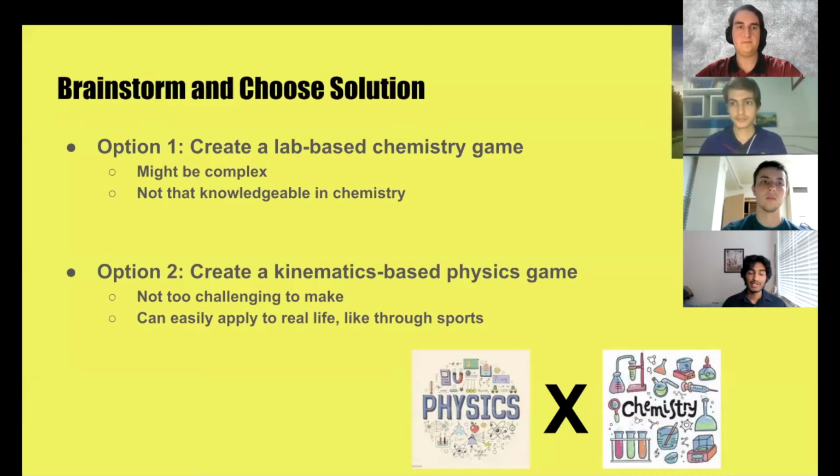Next, we brainstormed and had to decide a solution. Our first option was to create a lab-based chemistry game. We figured this might be a little complex, especially since we weren't that knowledgeable in chemistry. Our second option was to create a kinematics-based physics game. This isn't too challenging to create, and it can easily apply to real life, like through sports. Clearly, we chose option 2.